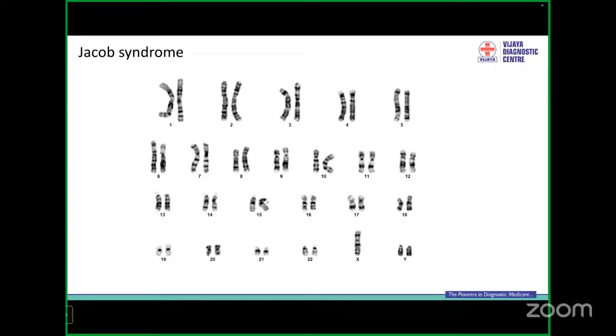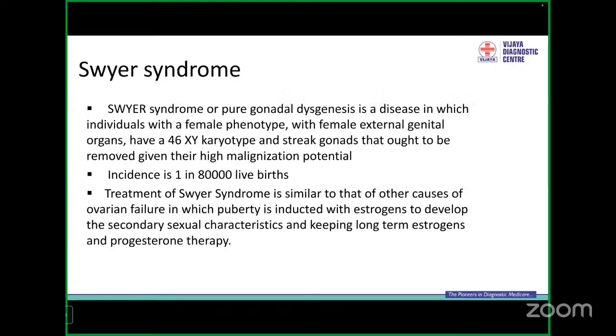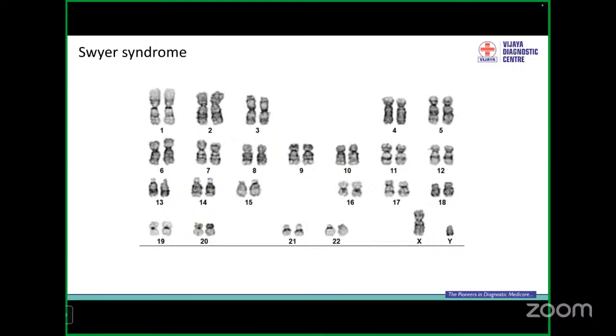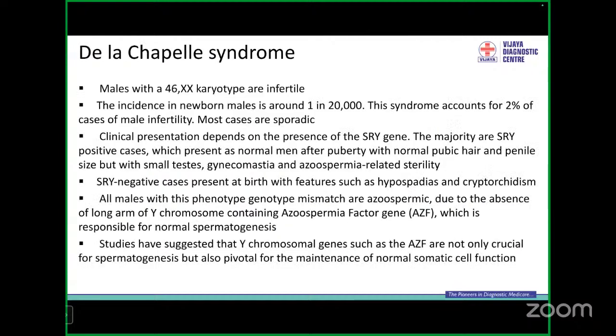47,XYY. Swyer syndrome is again pure gonadal dysgenesis, which is seen in females. But when we do a karyotype of this female, it will be 46,XY, with streaky gonads that ought to be removed because of the malignancy potential. The incidence is very rare, 1 in 80,000. So the treatment is again based on the hormonal presentation, and the gynecologist and the endocrinologist take care of it. This is how a karyotype of a Swyer syndrome individual looks like: an absolutely normal male karyotype, but seen in a female. This is Swyer syndrome. And this is de la Chapelle syndrome.